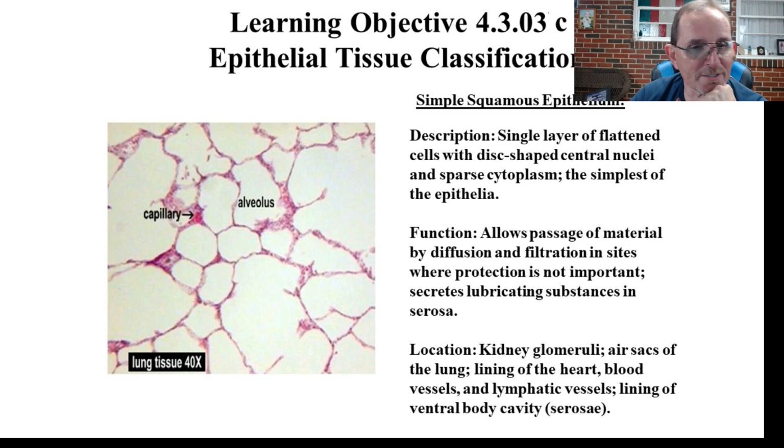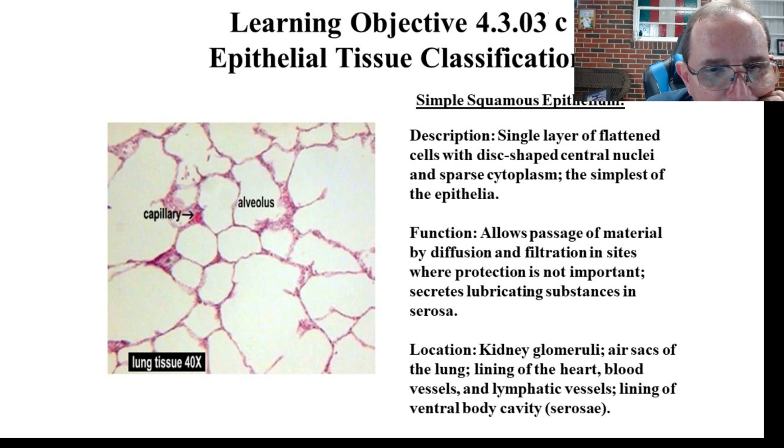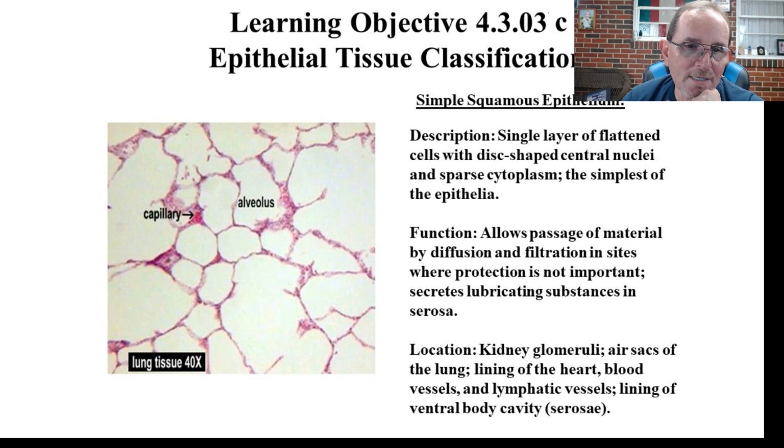Okay, simple squamous. Here's a photo, and I don't know if you can see, there's the capillaries. These are the air sacs. You'd have to look at that a lot closer up, but we were going to do this in the lab. But you can see that there are those squashed nuclei there. Simple squamous epithelium. Single layer, disc shape.